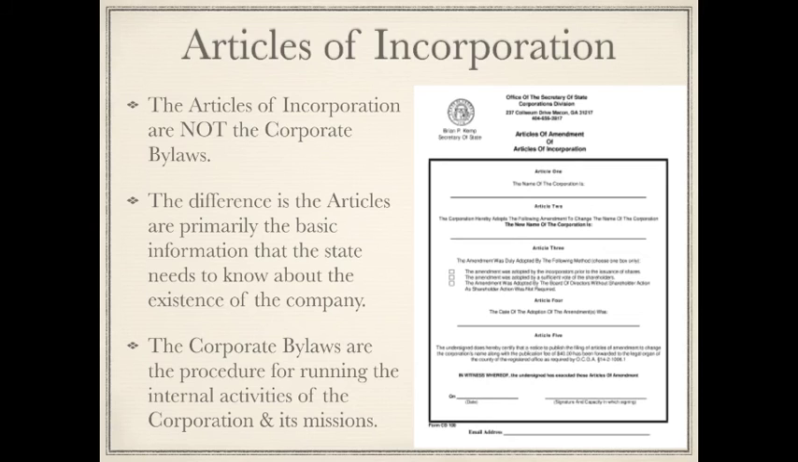So what are the articles of incorporation? How are they different than the bylaws? So first off, the articles of incorporation are not the corporate bylaws by any means. The articles of incorporation provide the basic information about the company, like what is the company's name, where is it located, and other information that the state and the federal government needs to know about the existence of the company. While on the other hand, the corporate bylaws are the details and the procedure for actually running the internal activities of the corporation and its mission.